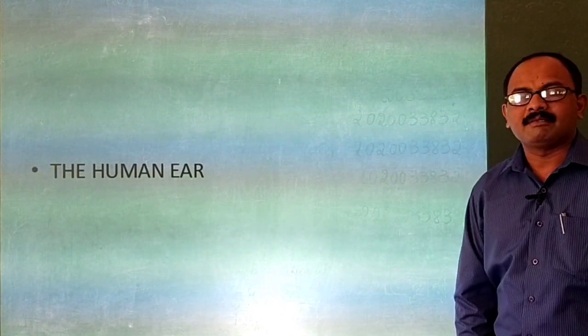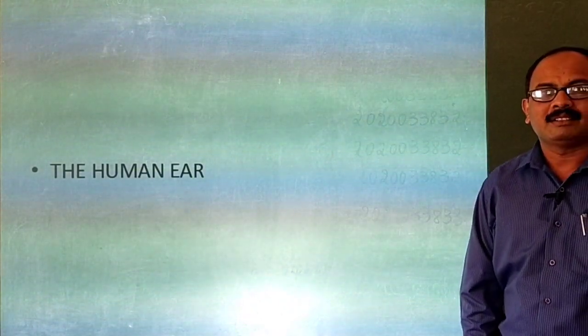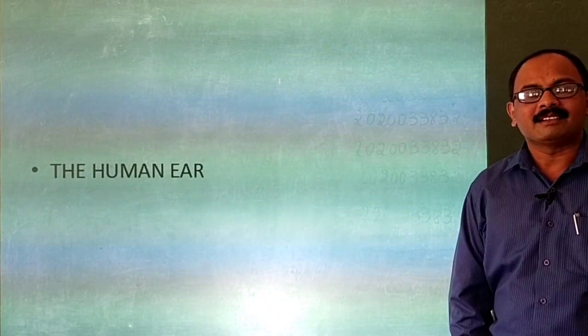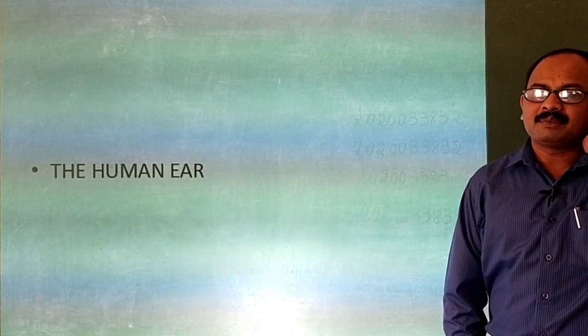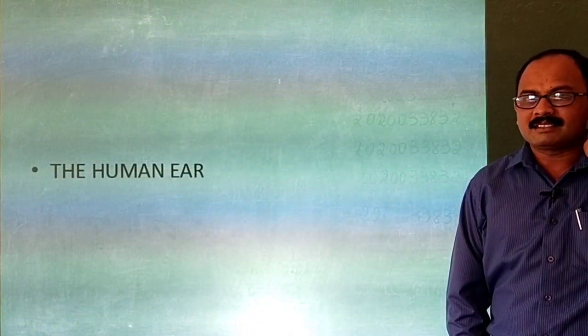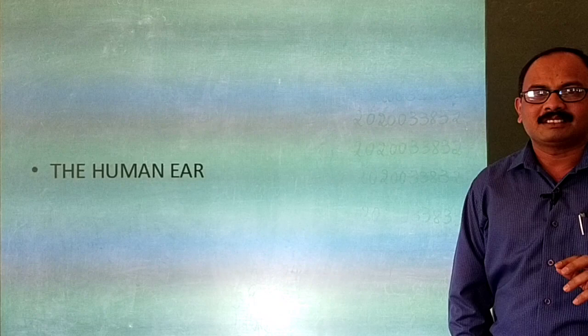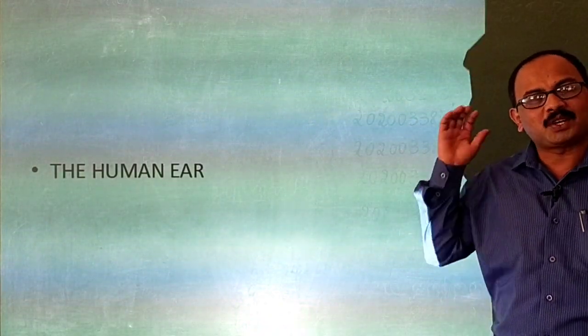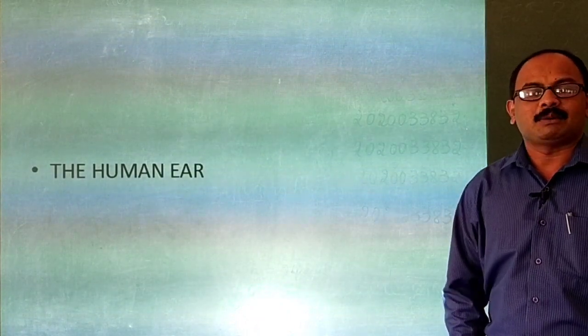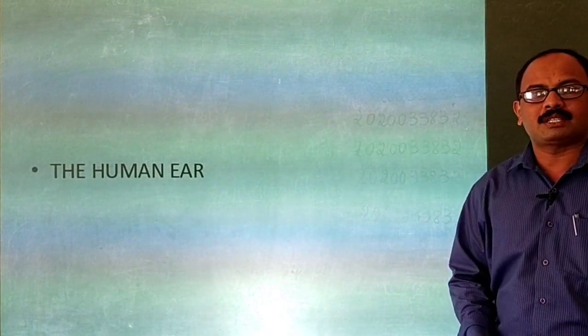So we have a special hearing aid, a natural aid, that is the human ear, which is very precious. We have two ears and one mouth, to speak less and to hear more. For the human ear, we will see what the parts are and their functions in detail.